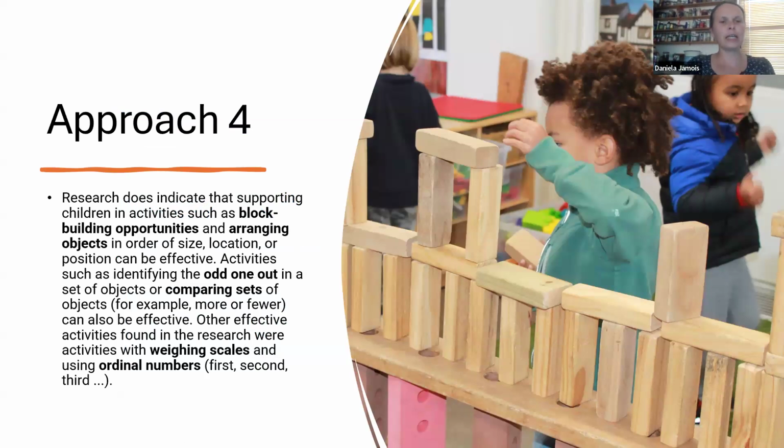The research is saying that using activities such as block building, arranging objects in order of size, location, position can be effective. Activities such as identifying the odd one out or comparing sets of objects to talk about more and fewer are also effective. Other effective activities found in the research were using weighing scales, where they're making comparisons of weight, and using ordinal numbers, where they're using comparisons of position.